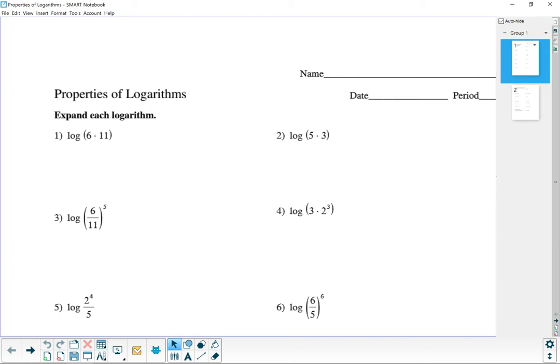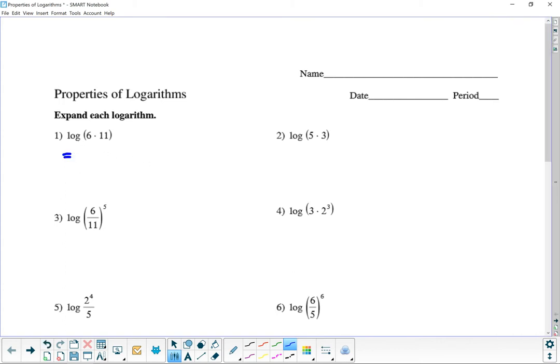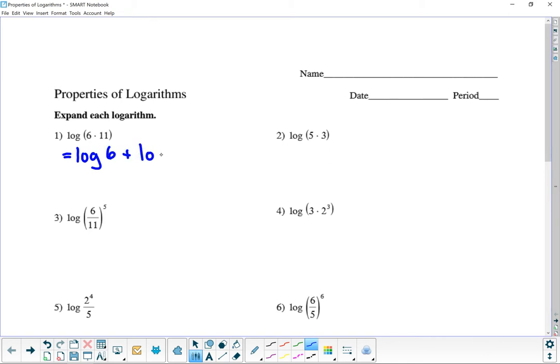And we're going to go ahead and use that product rule to expand it. The product rule says log of A times B is the same as log of A plus log of B. So give me a second. There we go. Since there's no base with this, we're just going to call it log base 10. But log simply is just fine. So this will be log 6 plus log 11. And that's all there is to it.